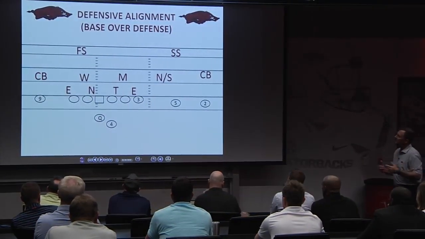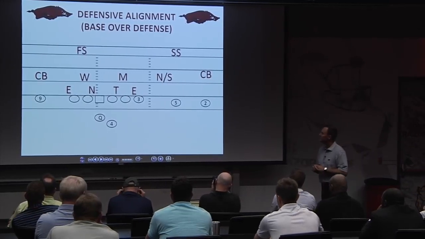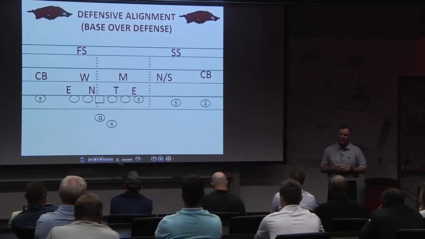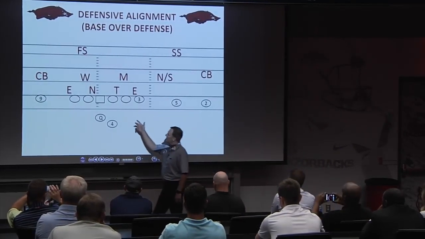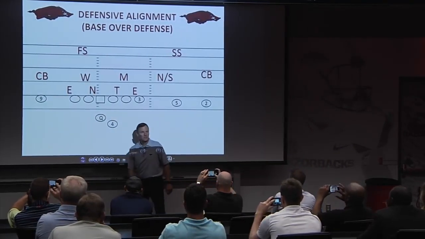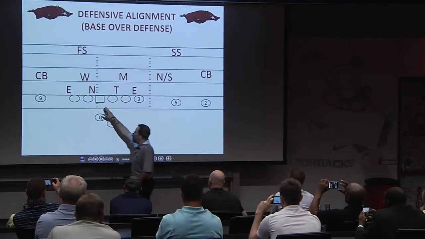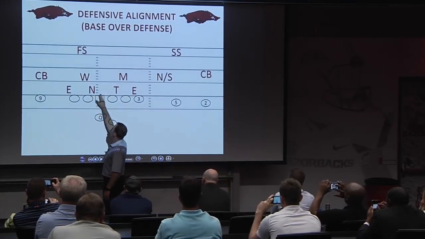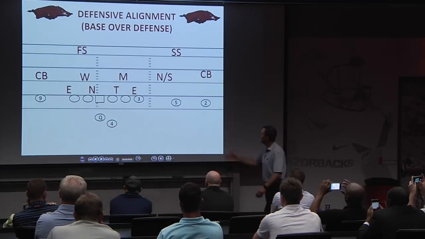So, defensive alignment: just a base over front defense, and this is just the way we call it. You heard me talk a little bit about it. You got your end, your tackle, and your nose. If it was an under front defense, then he would be here. Remember now, your nose would be here, and your tackle would be there. I mean, it's just a base look.